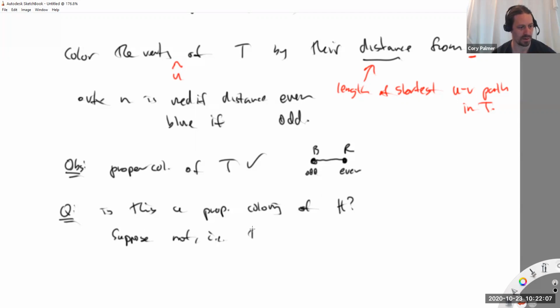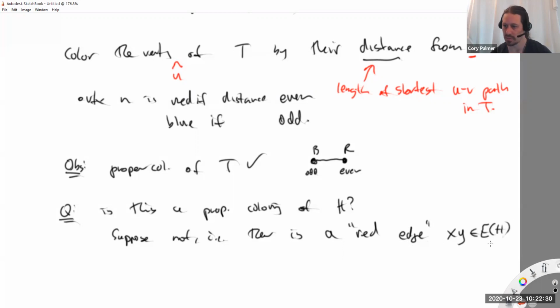I.e., there is an edge. Let's even say a red edge, XY. Okay. Is it clear what I mean? The edge itself isn't colored, although we will talk about coloring edges later, but I mean that X, Y are both red, okay? So like the two end vertices in H.